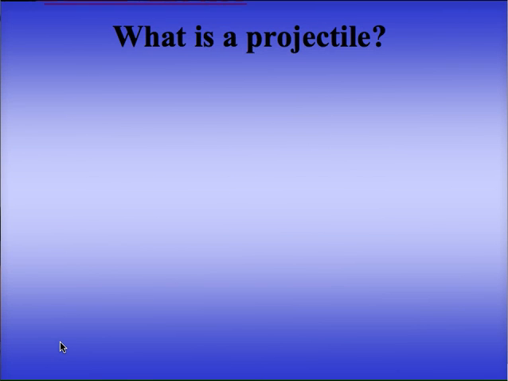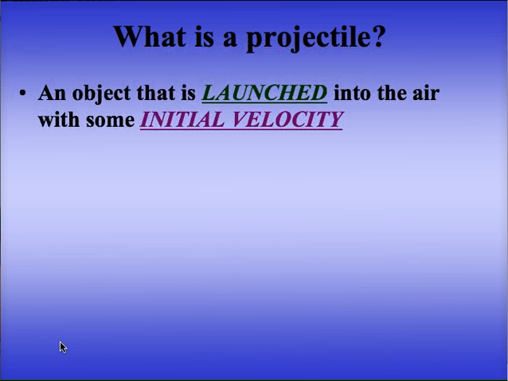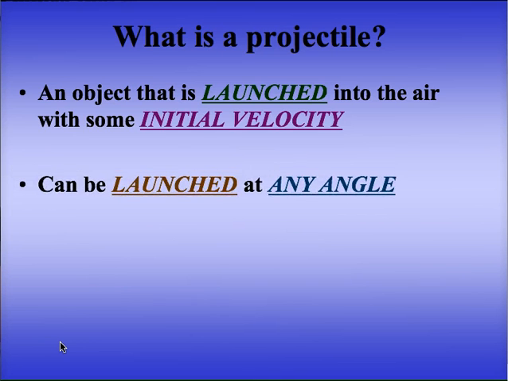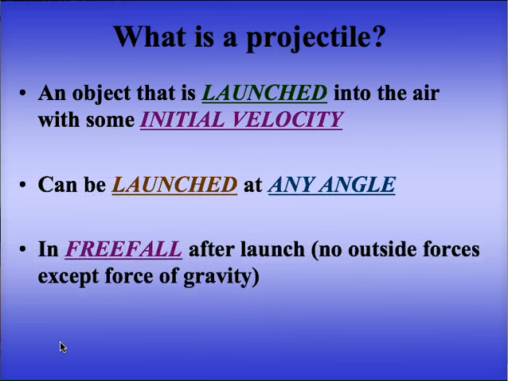Okay, what is a projectile? An object that is launched into the air with some initial velocity. It can be launched at any angle, and it's in free fall after the launch. There are no outside forces acting on it except the force due to gravity. So when we fired our rockets up into the air, they were vertically launched projectiles.